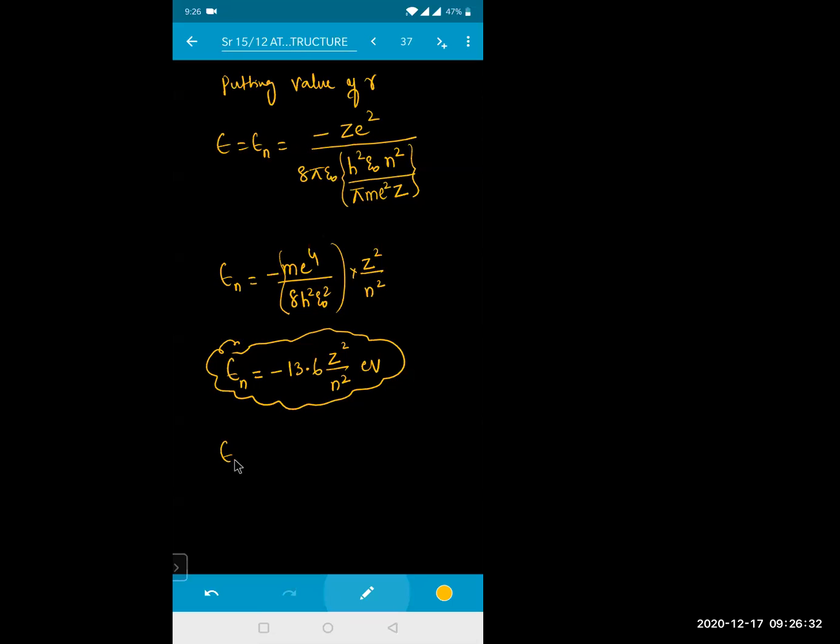Okay, so energy of your nth orbit is directly proportional to z square by n square. Energy of the nth orbit is directly proportional to your m. Kinetic energy of your nth orbit is equal to minus of En. Potential energy of the nth orbit is equal to 2 times the energy of your nth orbit.